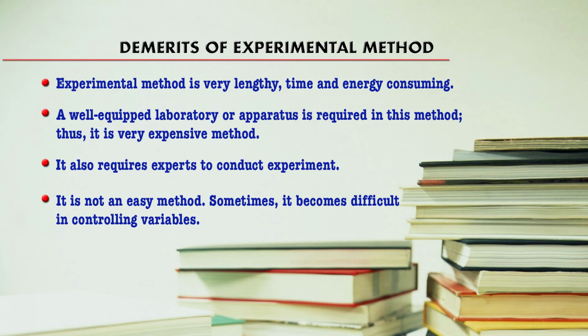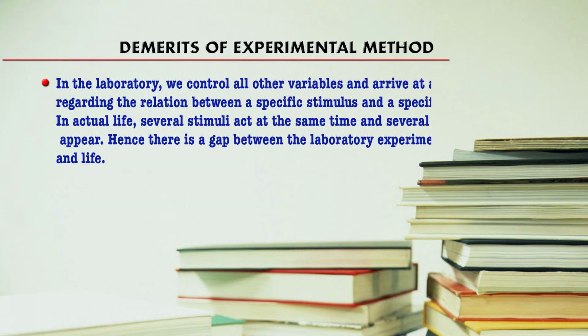And sometimes, it becomes very difficult to control the variables. In the laboratory, we control all other variables and arrive at a finding regarding the relationship between specific stimulus and specific response. In actual life, several stimuli act at the same time and several responses appear. Hence, there is a gap between laboratory experiments and life.